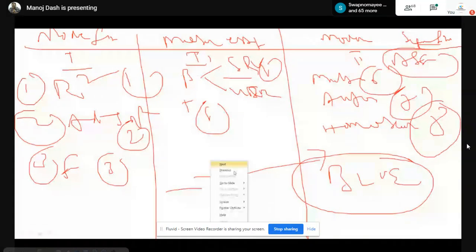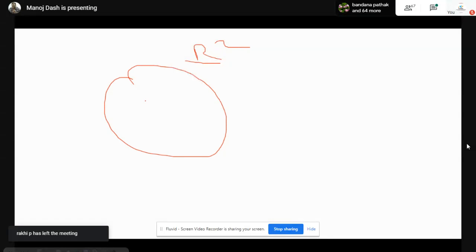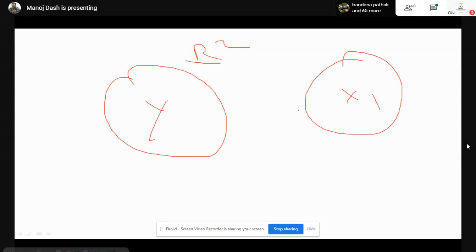Okay, let's start the next one. The first thing is R square. We should first check these R square values. Let me explain everything. Now suppose this is Y and this is X. What is the correlation between Y and X?